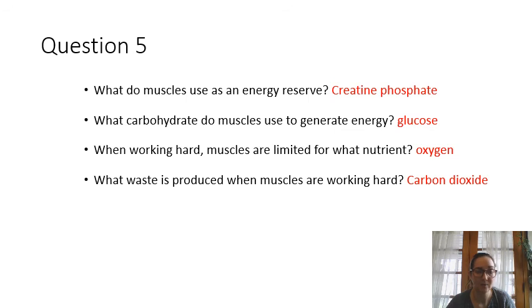And then what waste product is produced when muscles are working hard? They're generally producing carbon dioxide, right? As we use oxygen to break down glucose to make ATP, our byproduct is carbon dioxide. If they're working extra hard, and we have to skip that aerobic pathway and go into the anaerobic pathway, then the byproduct would be lactic acid.